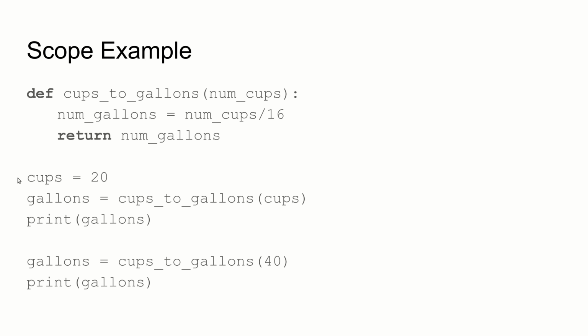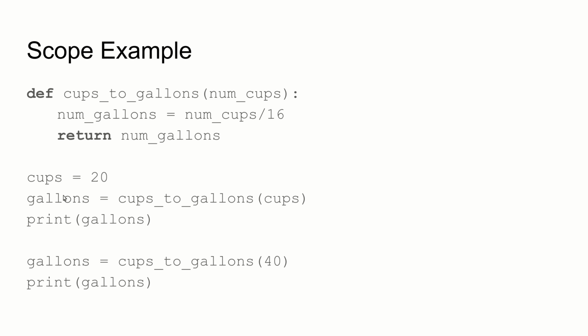So inside of this space is the function's scope. Num cups starts existing right here where the parameters are defined. Num gallons starts existing right here where it's defined. And then we return num gallons, and both of those variable names no longer exist. If I were to try to print num gallons down here below the function where it's not indented, then Python would tell me num gallons is not defined in this scope.